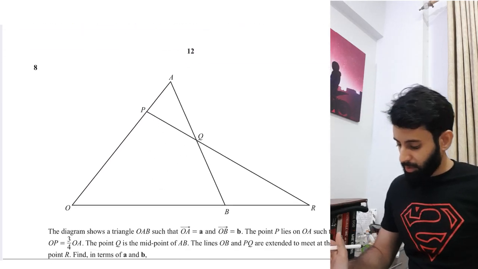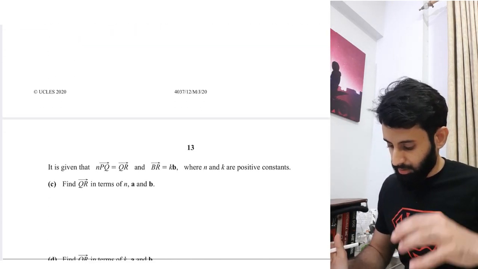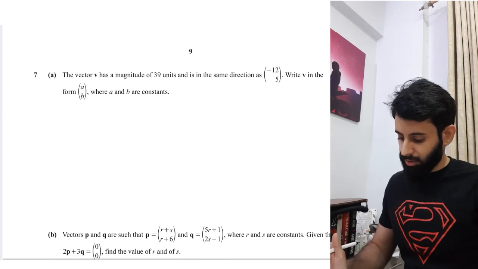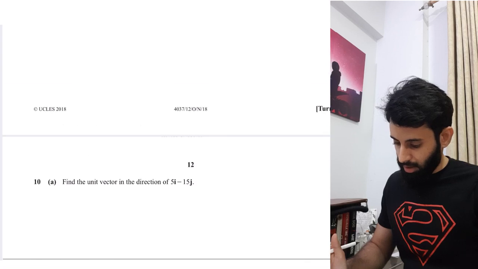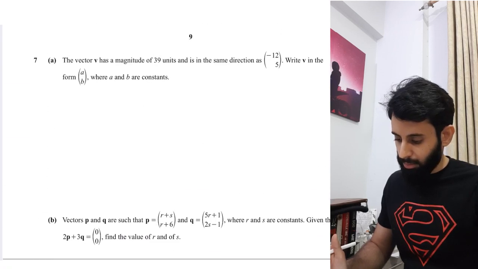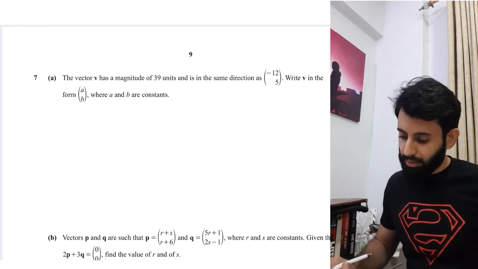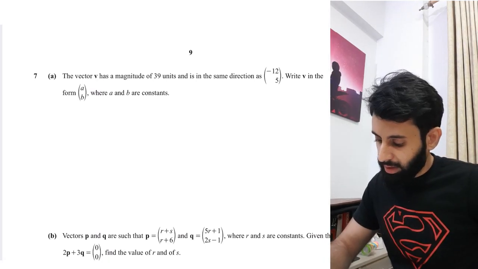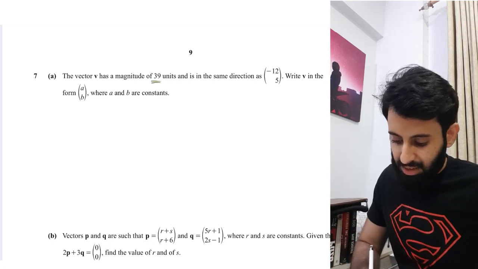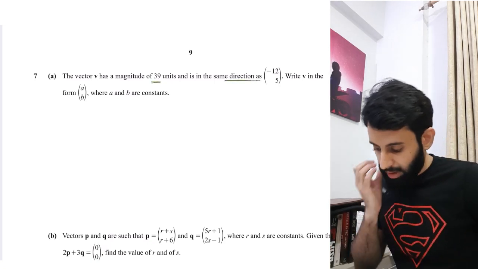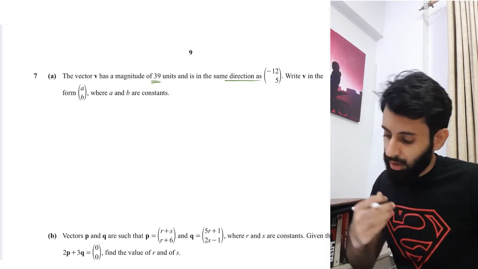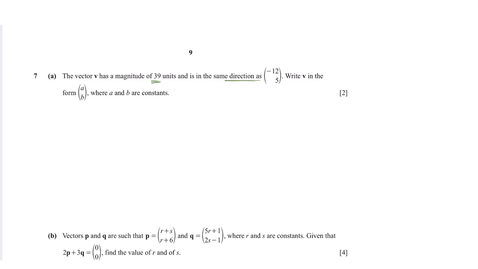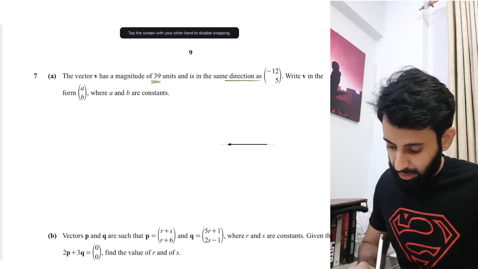Now I'm just going to do one more question for you guys, just so that you understand this concept better. And this time the question that I've chosen is October-November 2018 paper 1 variant 2. Because it's a different question and you have some different concepts going on over here. So it says here the vector v has a magnitude of 39 units and is in the same direction as minus 12, 5. Write v in the form a, b, where a and b are constants. So just to give you an idea of what's going on over here, you have a vector v which has a magnitude of 39 units.